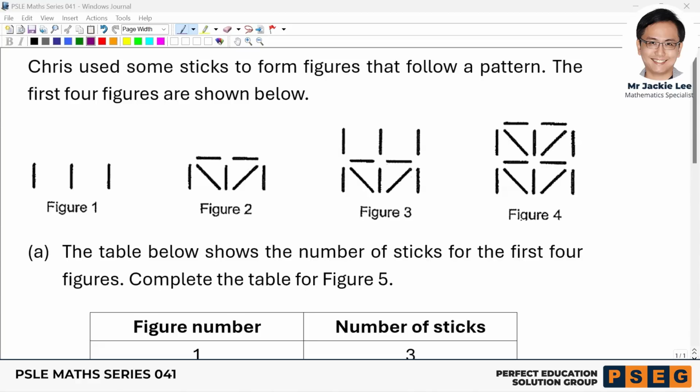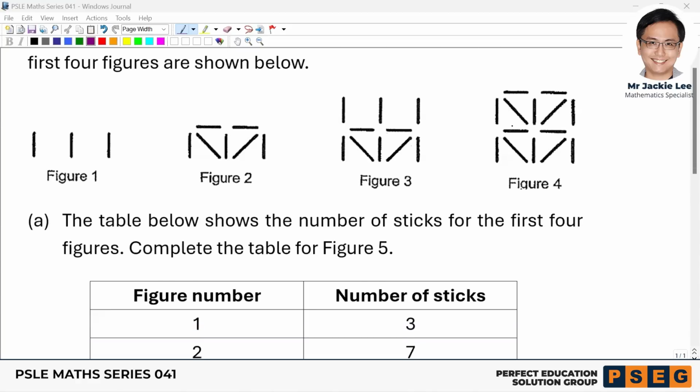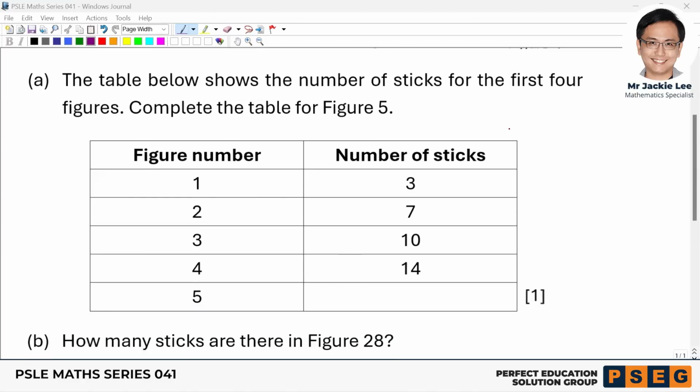In this question, I think we first observe the pattern. So figure number 1 is 3, figure number 2 is 7. So this one obviously increased by 4. Then the next one is 10, increased by 3. Then the next one increased by 4.